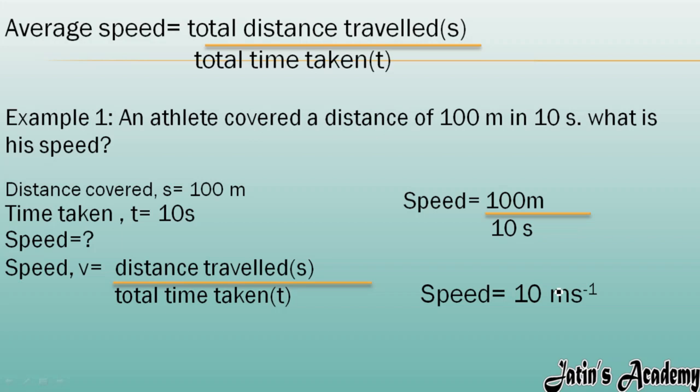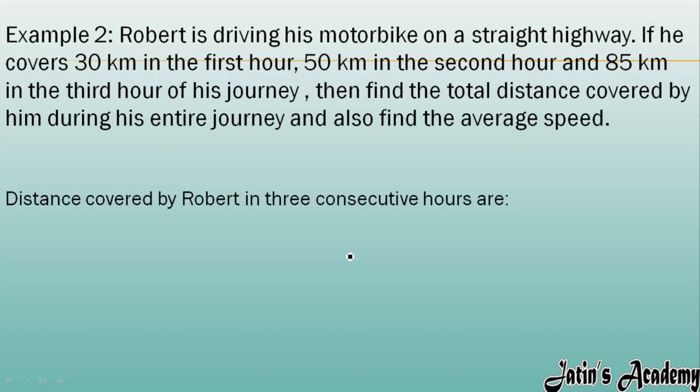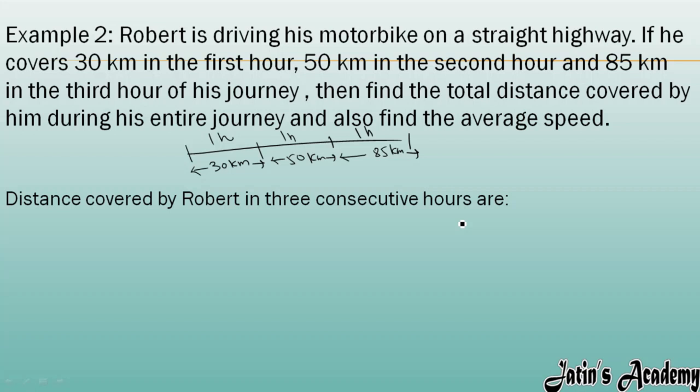Next we have: Robert is driving his motorbike on a straight highway. So one boy named Robert is driving his motorbike on a straight highway. If he covers 30 km in the first hour, then in the second hour, again in 1 hour, he covers 50 km. Then in the third hour, he covers 85 km. This is given to us. So the distances covered by Robert in three consecutive hours are: first 30 km, second 50, third 85.